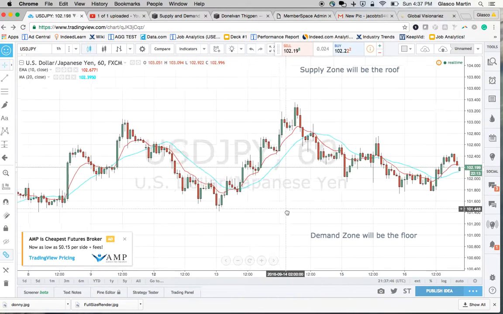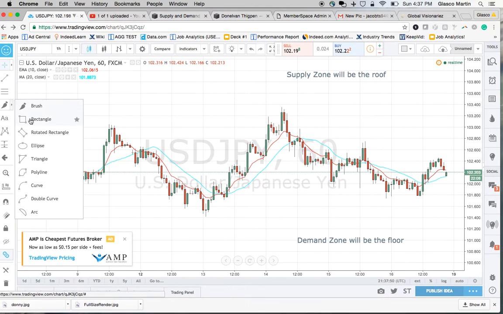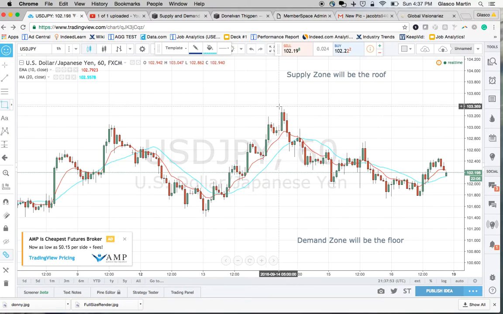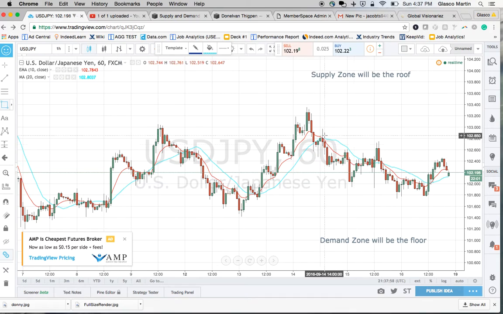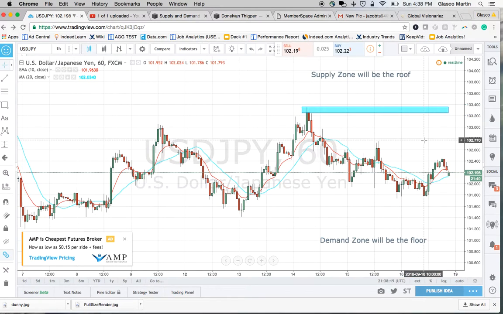So how you draw these is you're going to go to the little brush right here, and then down to the rectangle. Whenever you're drawing a supply zone, you're looking for a higher point, just like this one right here. You draw it from the wick of the bullish green candle to the body of the bearish candle, just like this. And then you can draw it to the future. Market obviously hasn't hit that area yet.